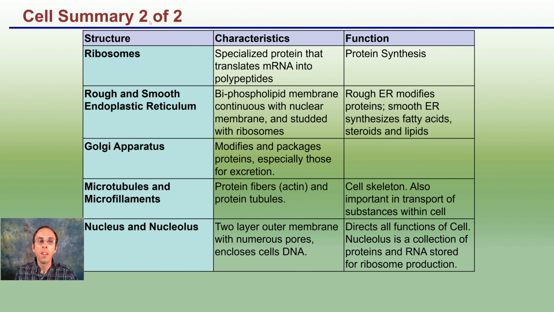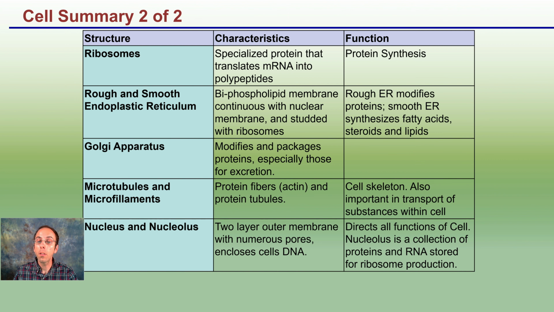We have ribosomes, and they're a specialized protein that translates messenger RNA into polypeptides. They're responsible for the synthesis, or creation, of proteins. Rough and smooth ER, or endoplasmic reticulums: the rough ER contains those ribosomes to produce proteins, and the smooth ER is more responsible for synthesizing fatty acids and lipids. The Golgi apparatus modifies and packages proteins, especially those that are going to be excreted out of the cell.